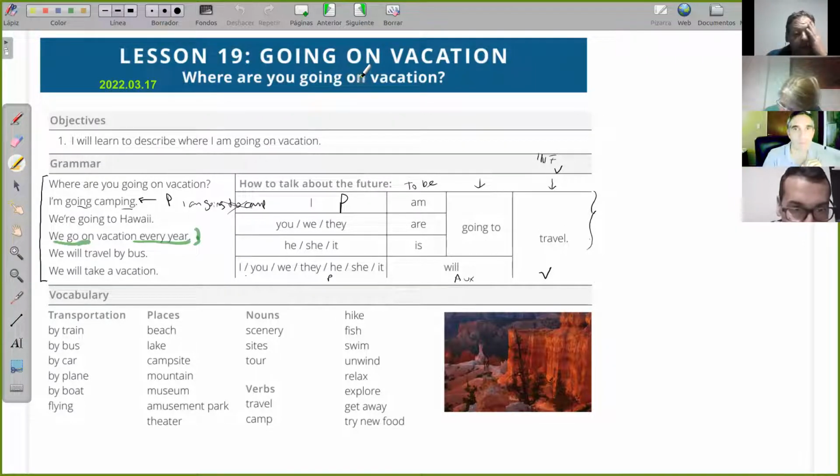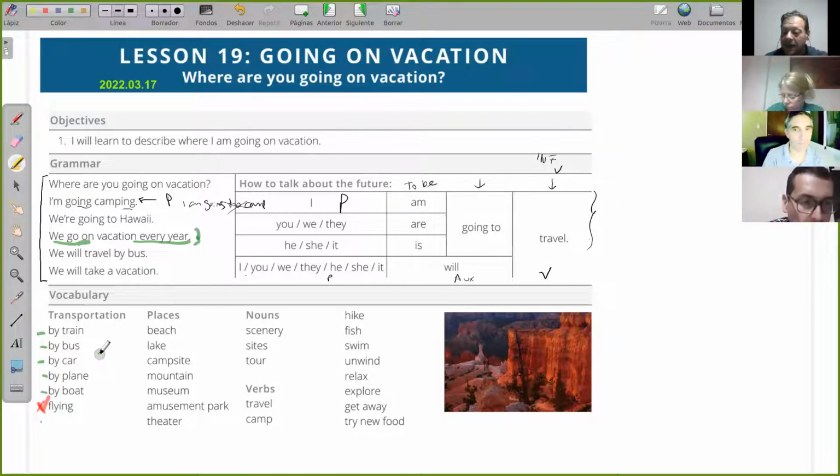Okay, and when we take a means of transportation, when we move from one side to another place, we can do it by train, by bus, by car, by plane, by boat, or fly. This is okay, but it's different. Okay, I go flying. If you want to use a train, you say I go by train. Or I travel by train. Or by bus, by car, etc. Okay.